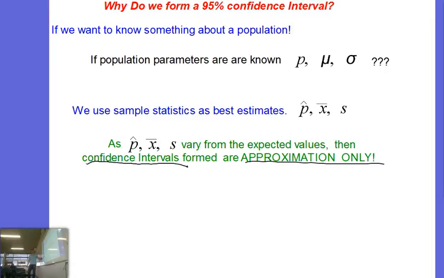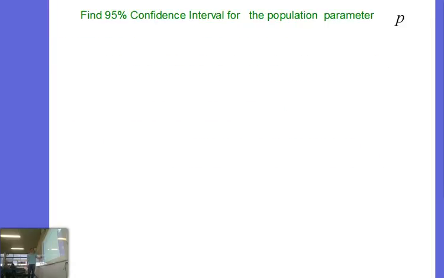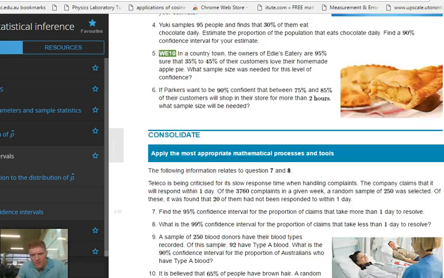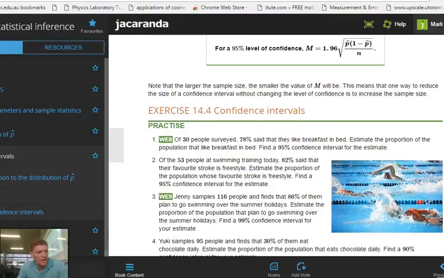Now, we're going to look at some examples to construct this. First off, we're going to think about finding the 95% confidence interval for population parameters, such as P, proportions. So let's look at the situation where we're forming confidence intervals using a proportion P. Everyone got this handout? We're going to look at question 1, please.